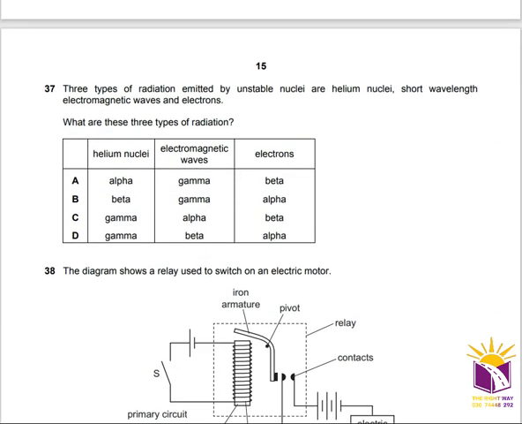Question 37. Three types of radiation emitted by unstable nuclei are helium nuclei, short wavelength electromagnetic waves, and electrons. What are these three types of radiation? Helium nuclei are called alpha particles. Short wavelength electromagnetic waves are called gamma rays, and electrons are called beta particles. So A is the right option, in which helium nuclei are alpha particles, electromagnetic waves are gamma rays, and electrons are beta particles.